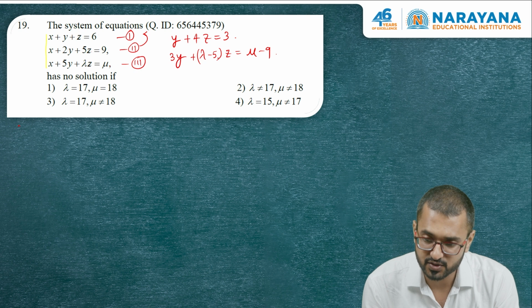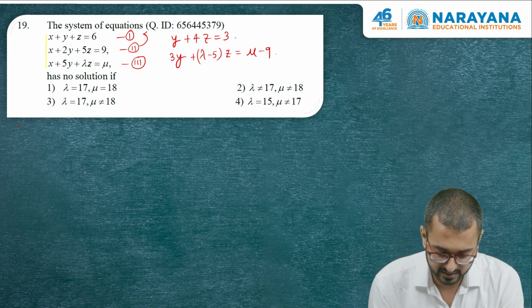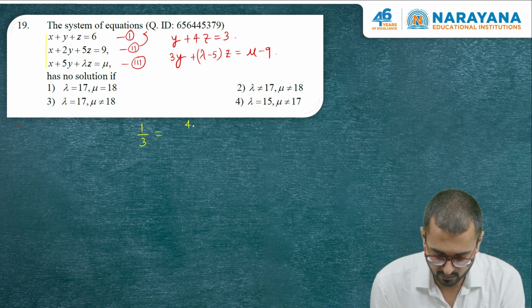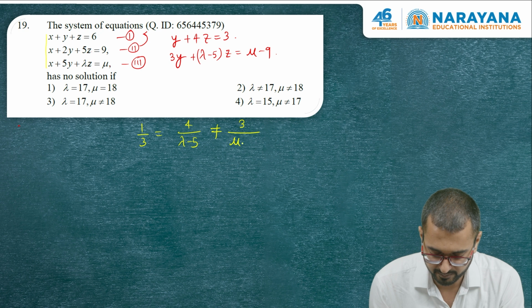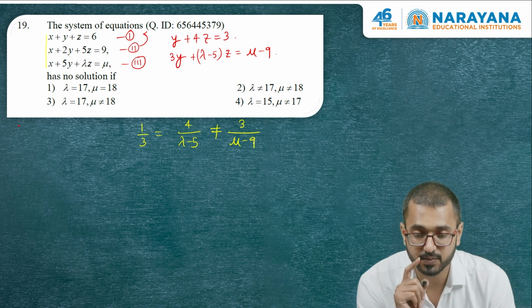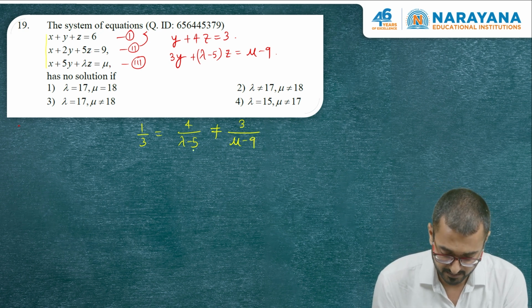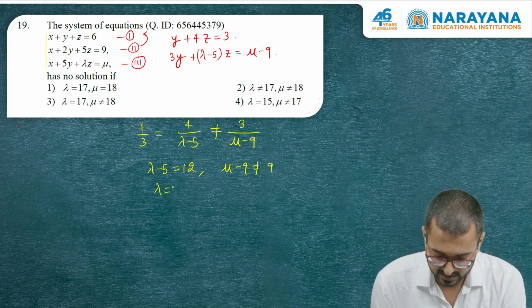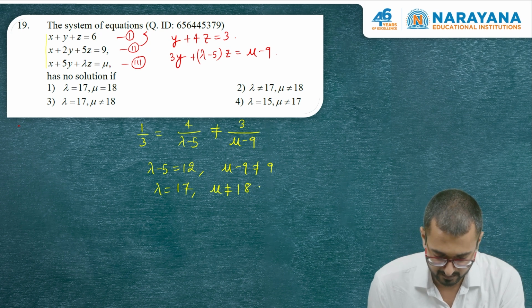So if this system has no solution, what should happen? You can relate the coefficients directly this way: 1 over 3 should be equal to 4 over lambda minus 5, but should not be equal to 3 over mu minus 9. That's what we can do. So from here I'll be getting lambda minus 5 is equal to 12, and mu minus 9 must not be equal to 9. So that means lambda is equal to 17 and mu should not be equal to 18.